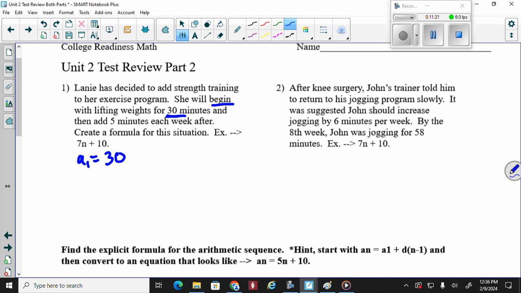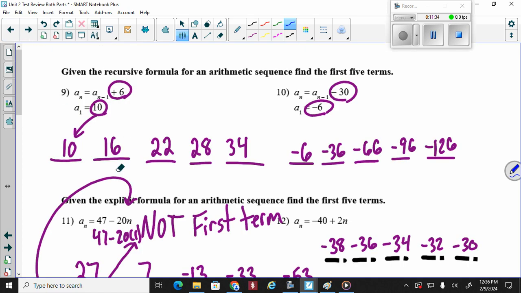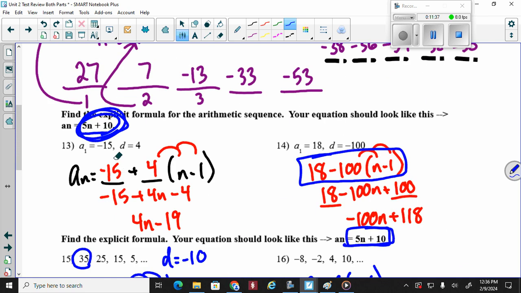And then she will add 5 minutes. That's your common difference, 5. Now, guys, the thing about these word problems is that they are exactly like the question we just did. I'm giving you your first term and your common difference, just like question number 13, so you're solving it the exact same way.